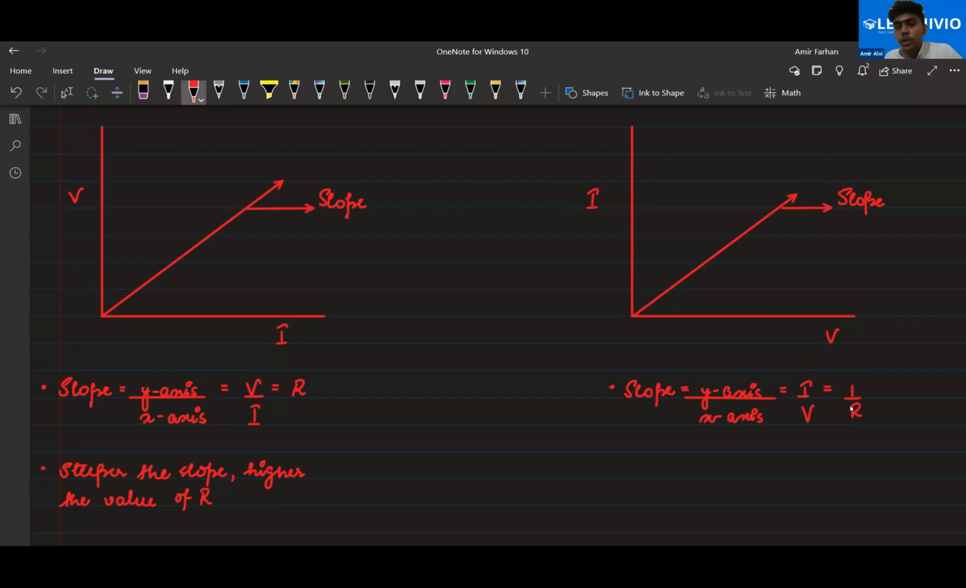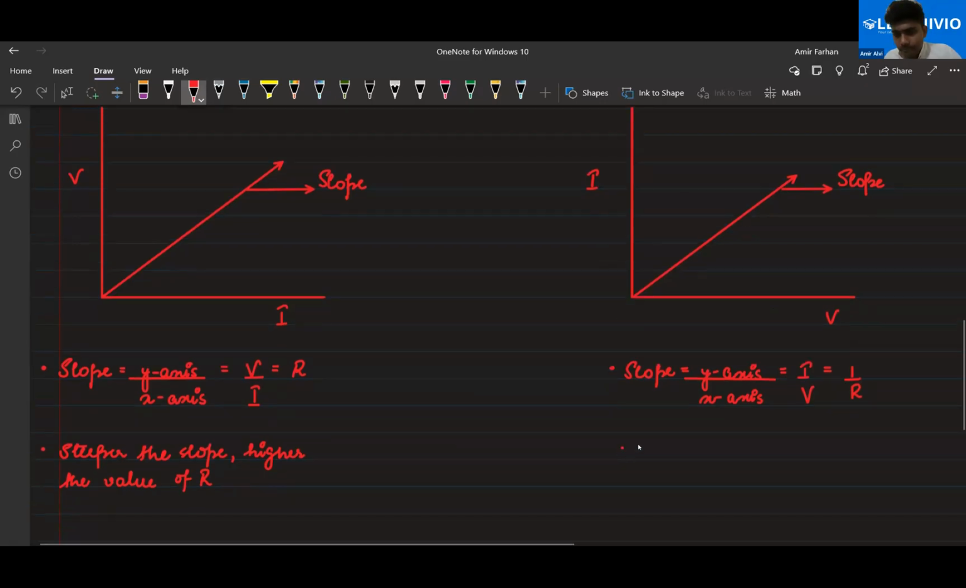If you increase the denominator of a fraction, will the fraction increase or decrease? Tell me. It will decrease. Yeah, that's good. It will decrease because your denominator is higher. 1 by 2 is obviously greater than 1 by 4 because the denominator is smaller, right? So in that case, the steeper the slope, the lower the value of R.